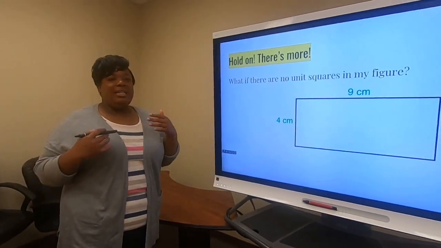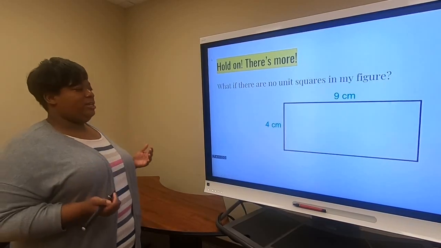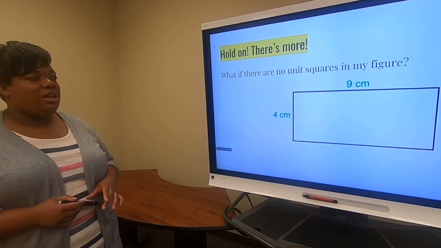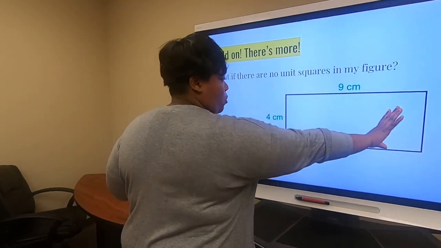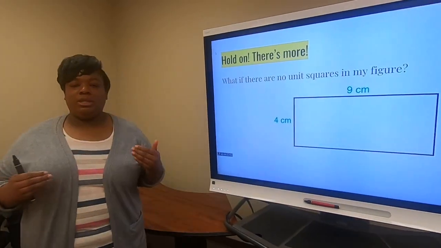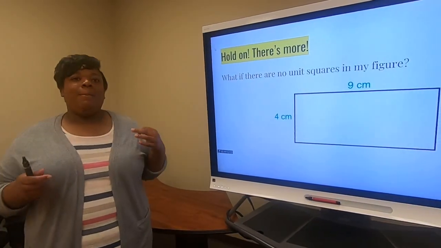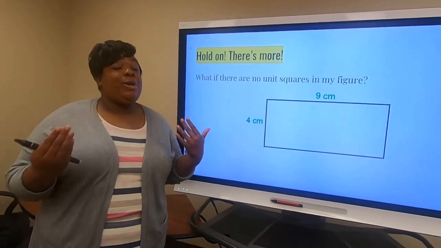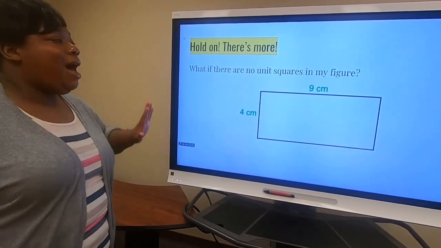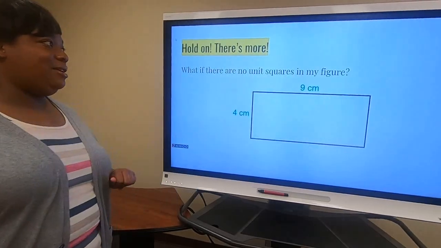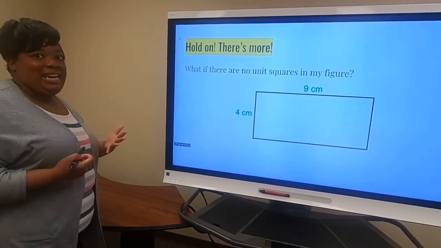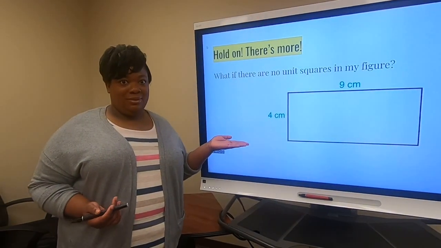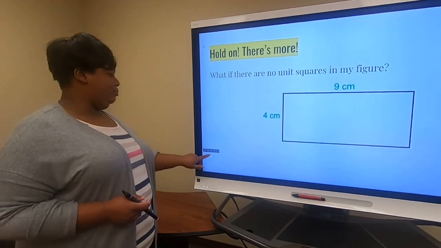Now, let's look at this rectangle. Now you'll notice that in this rectangle, boys and girls, there are no unit squares in my figure. But that doesn't mean that I can't find area. I just have to find another way to find out how much space this object takes up. Does anybody have any guesses of what we can do to find area here? Let's go to the next slide and find out.